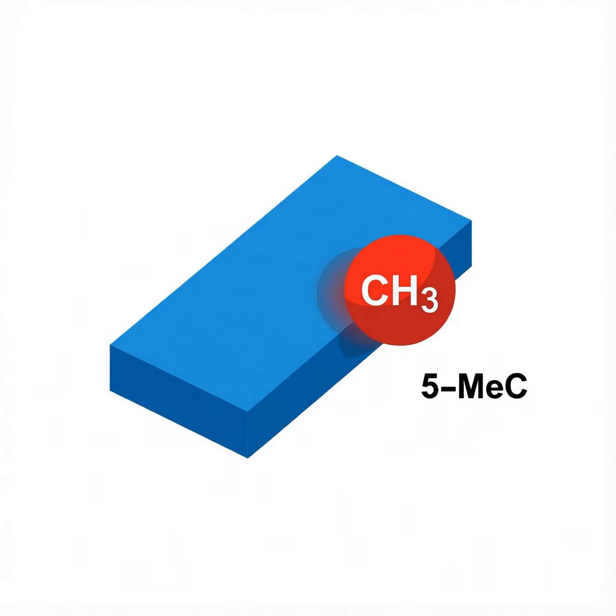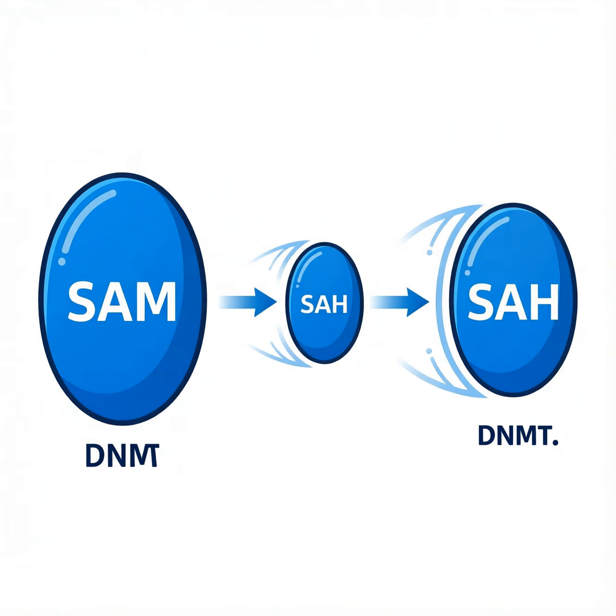This stepwise process ensures precise placement of a methyl group at CpG sites across the genome. Understanding these mechanistic details is essential for interpreting epigenetic regulation in health and disease.